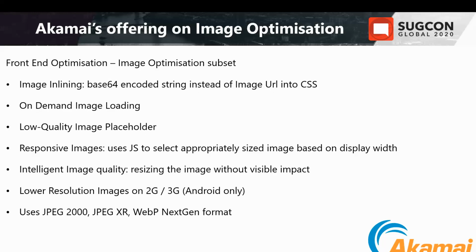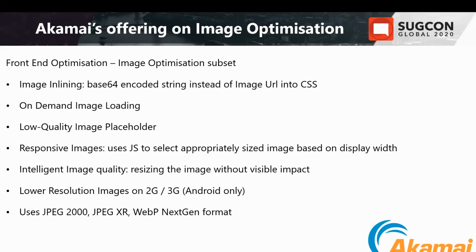Another one, front-end optimization. Again, this is available for Akamai Dynamic Site Accelerator and Akamai Ion customers. There's an image optimization subset. The first one is image inlining. It looks at your CSS reference to an image, and if it sees that the image is less than 4 kilobytes, it will change the CSS and encode the base64 string into the CSS rather than using an external image file as a reference.